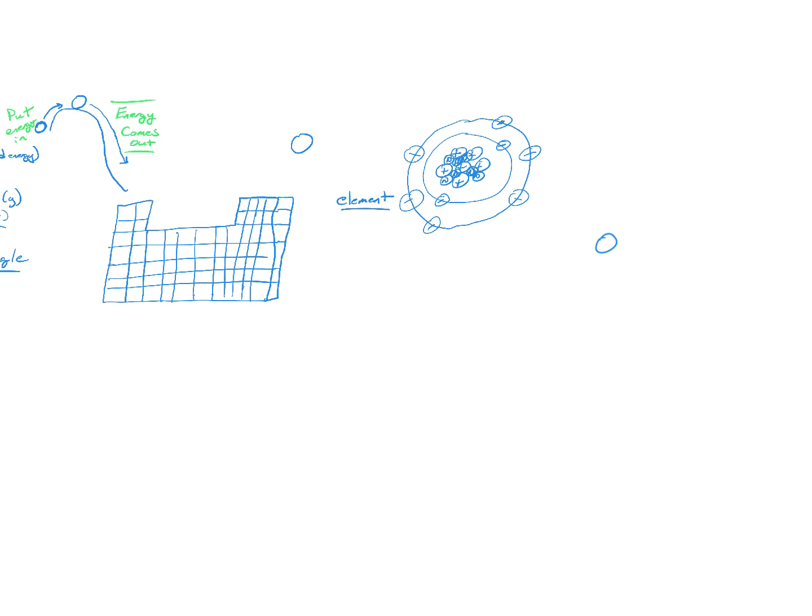Oxygen gas is not a single atom. It's bonded with another oxygen. So this one oxygen shares an electron with another.